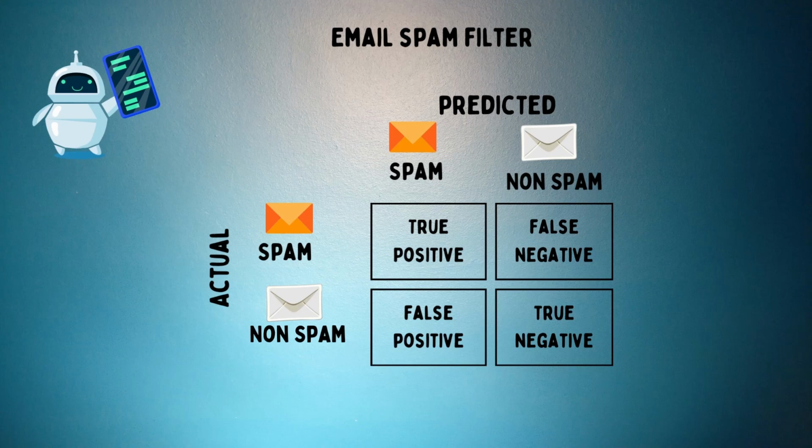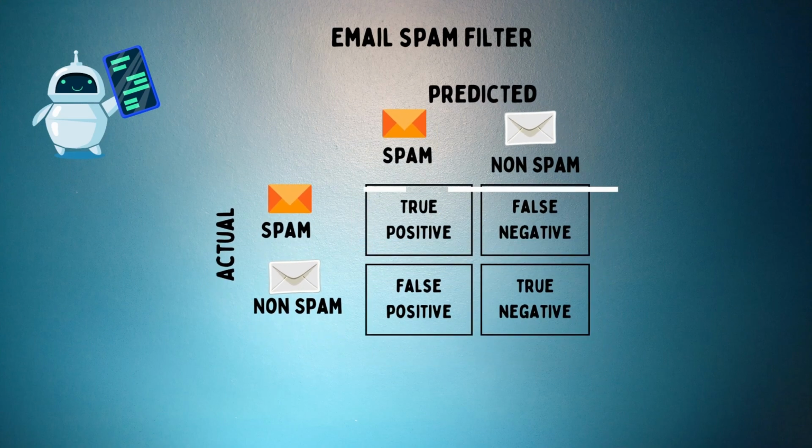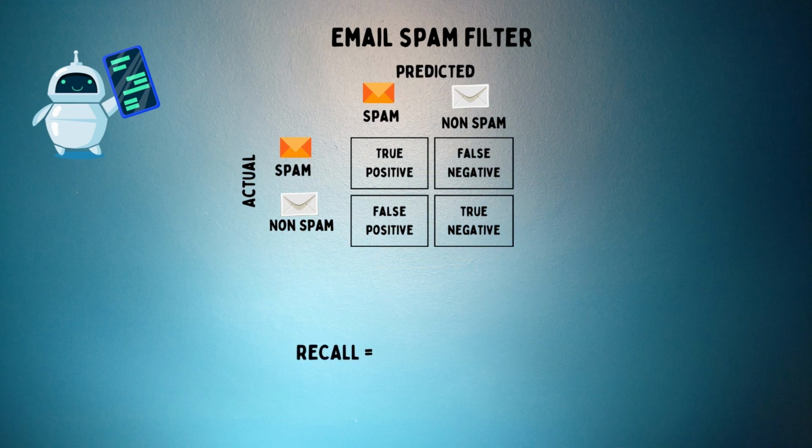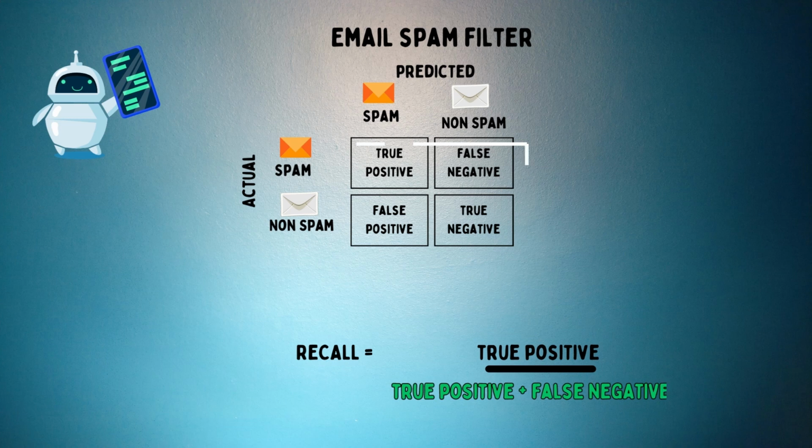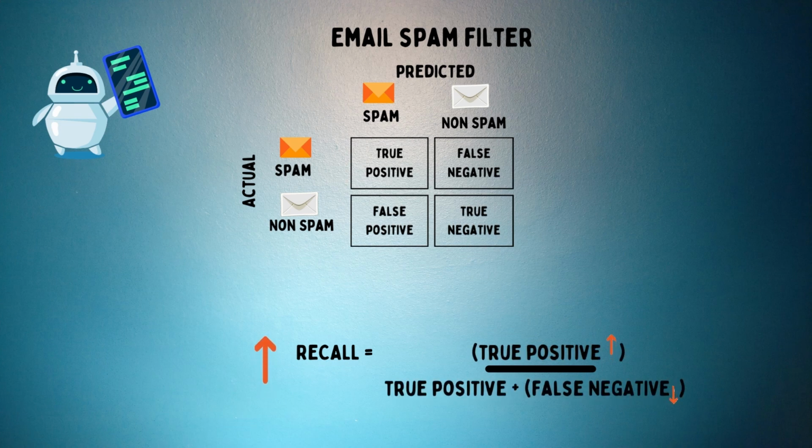Now let us define recall. In the context of email classification, recall answers the question of all the actual spam emails, how many did my model correctly classify as spam? Recall is equal to true positive upon true positive plus false negative. If your model has high recall, it means that it correctly identifies most of the spam emails and doesn't miss many of them. It has a low rate of false negatives.